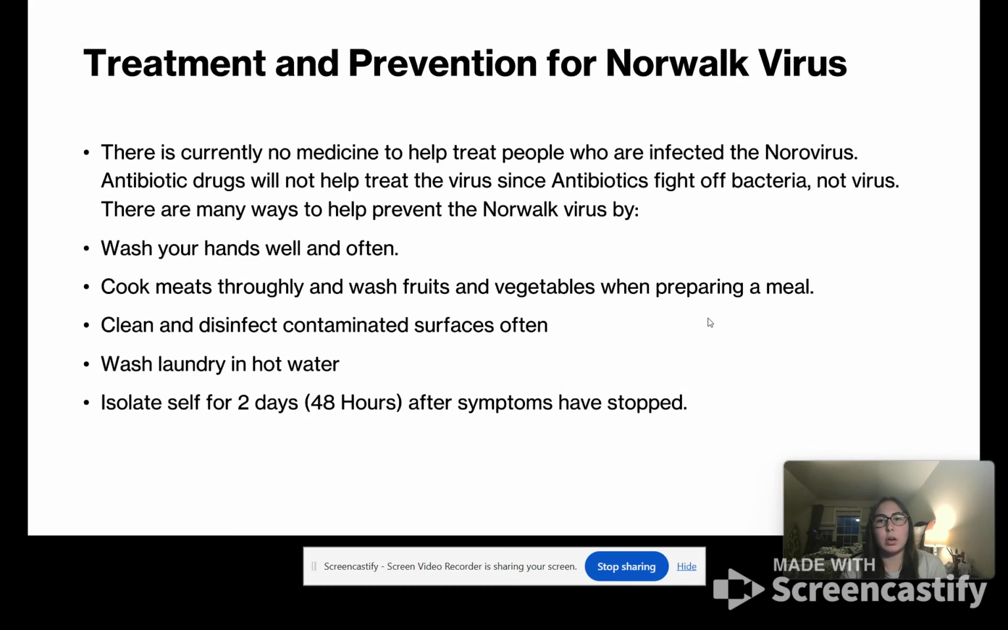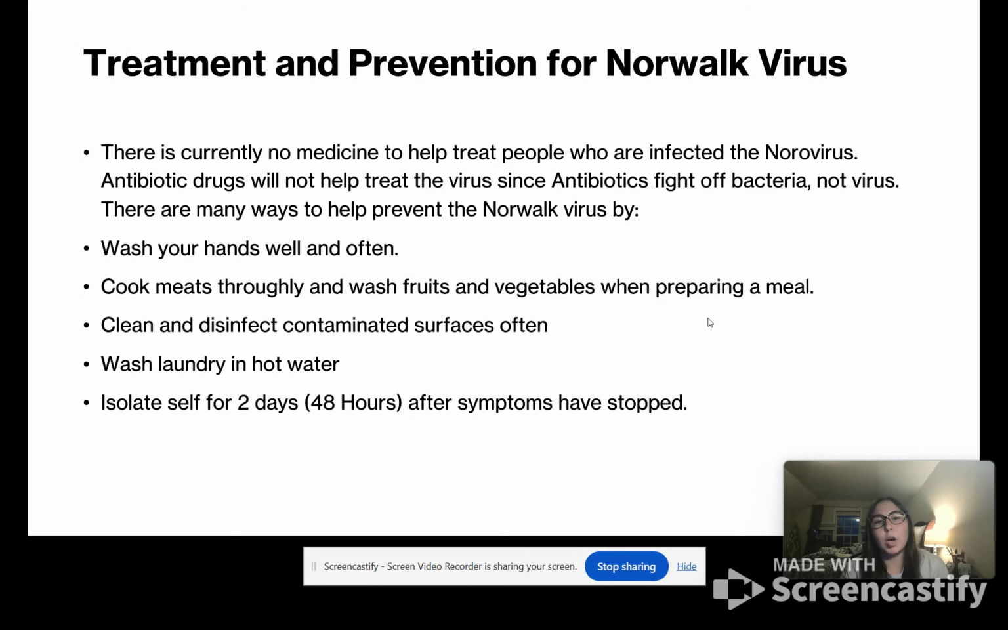Treatment and prevention of the Norwalk virus. There is currently no medicine to help treat people who are infected with the norovirus. Antibiotic drugs will not help treat the virus since antibiotics help fight off bacteria and not viruses.